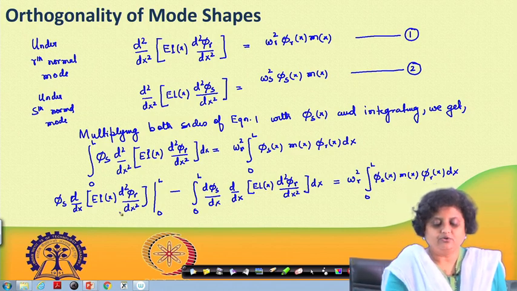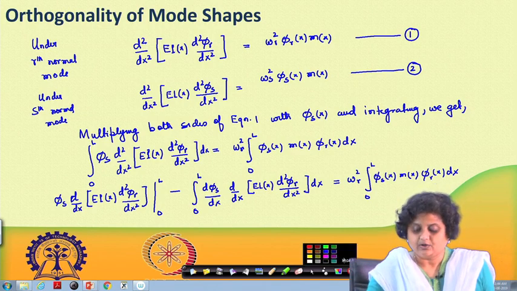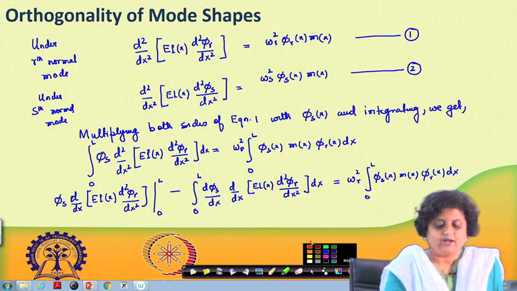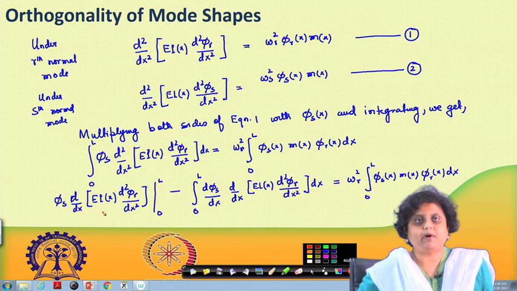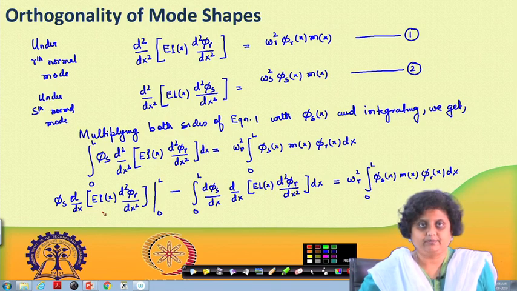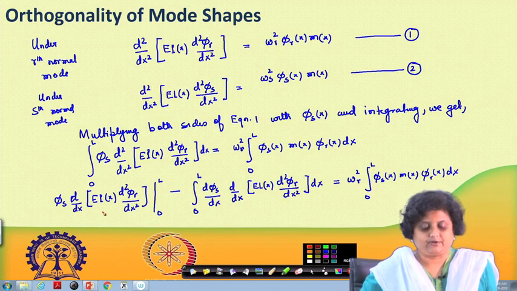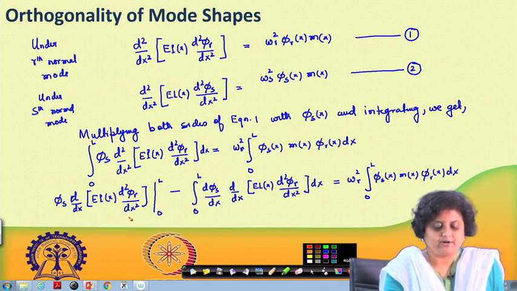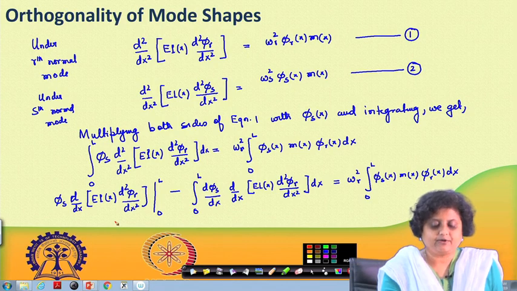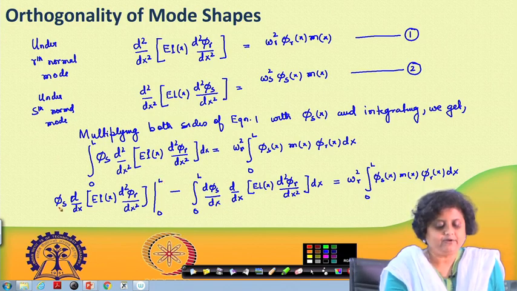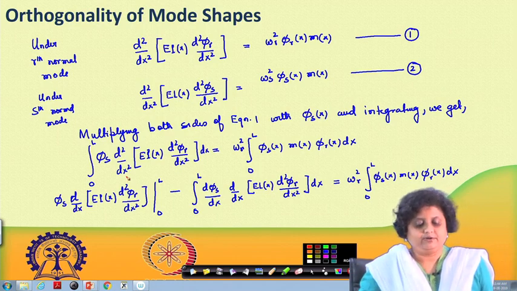So, now let us look into these boundary conditions. What are the conventional boundary conditions of an Euler Bernoulli beam? It is either simply supported, free, or fixed. Now, if the beam is fixed at either x equal to 0 or x equal to L, then phi s is equal to 0. Therefore, this whole thing goes to 0 if it is fixed.